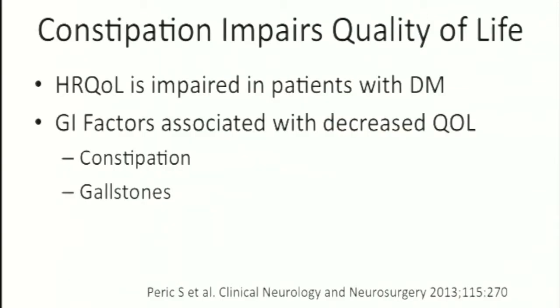In my field, people say no one ever dies of constipation, but it's really about quality of life. And when you look at health-related quality of life, in general, it's impaired in DM, but GI risk factors that are associated with this decreased quality of life include constipation and gallstones. And this is right up there with cardiac risk factors, as well as fainting. It is just as bad as constipation in impairing the quality of life with individuals with DM.